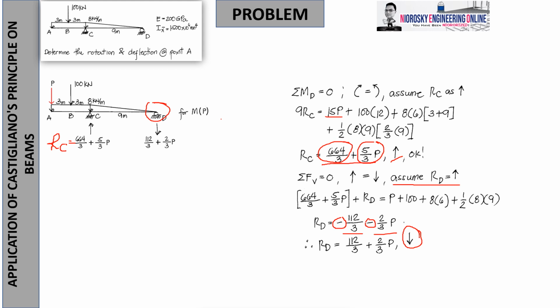That's the sense. Now, what if, let's say, just supposing, let me give you a little illustration here. Let's say your RD comes out as, just a sample, 112 over 3 minus 2/3 of P. How can we tell the true direction of that RD? You cannot tell the true direction unless you find out what P is. So therefore, to continue, try to stick with your assumption, and don't forget that you will be corrected later. You will be given some corrections after you find out the true value.